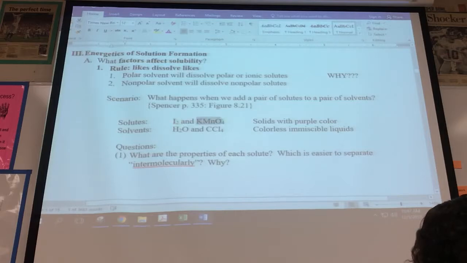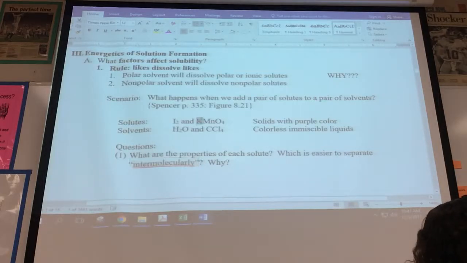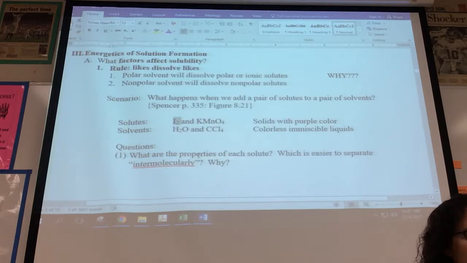All right. So this guy's purple. This is ionic. It has interionic interactions, right? Okay. Which is easier to separate intermolecularly, with that in quotes, because one of them's not molecular in nature. So what has stronger interforces, if you will? Definitely. This has stronger interforces, so the one that's easier to separate is going to be iodine with weaker IMFs, LDFs only. So it's going to take more energy, or in this case, which is easier to separate, it takes less energy to separate iodine because it only has weak LDFs.